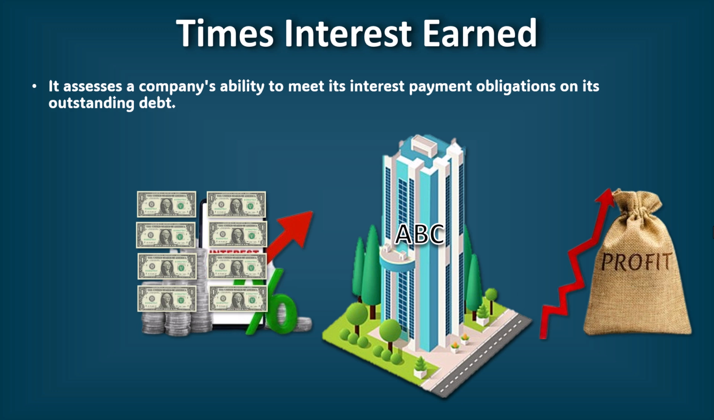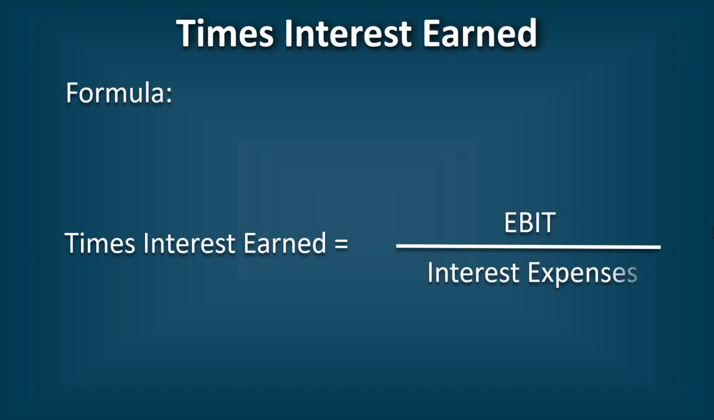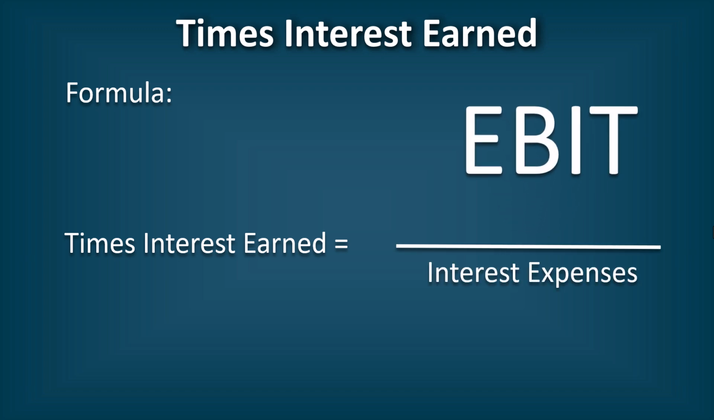If the times interest earned ratio is higher, it is a good sign for the company because it means the company's profit comfortably covers its interest expenses. If the ratio is lower, it is not a good sign because it means the company's profit may not fully cover its interest payments. Now, before we go to the formula, let's understand what EBIT means.